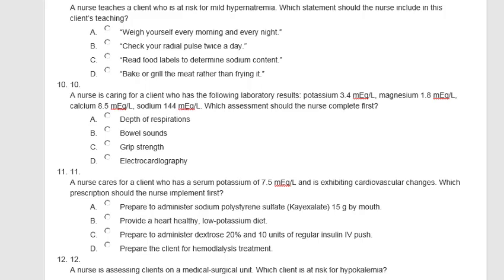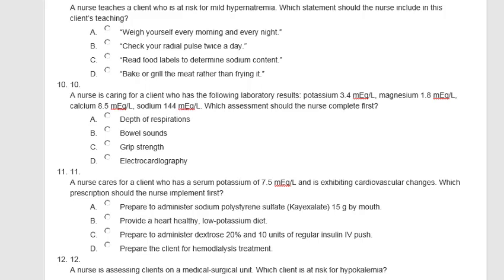Number 10, a nurse caring for a client who has the following lab values. Potassium's 3.4, magnesium 1.8, calcium 8.5, sodium 144. Which assessment should the nurse complete first? Okay, so which one is the most important? Well, let's look at our lab values. The only one that's truly low is going to be your potassium, right? So then which one of these assessments do we need to complete first?